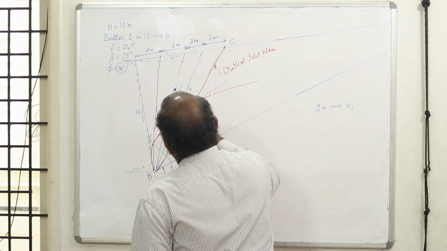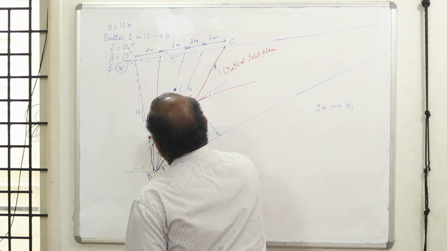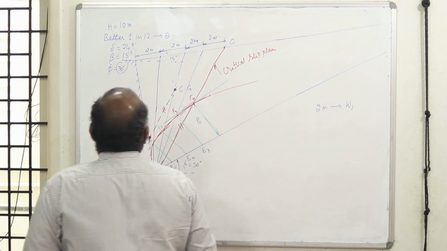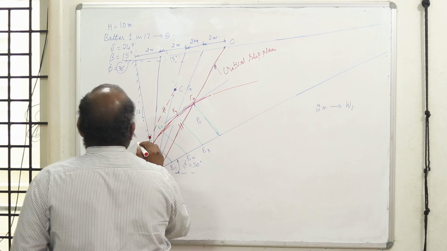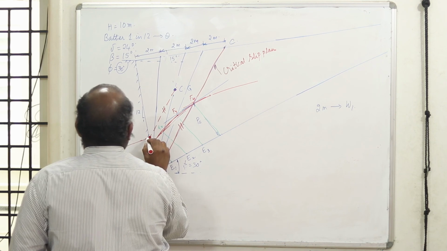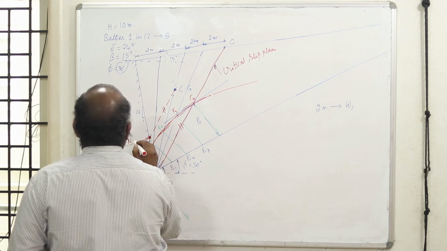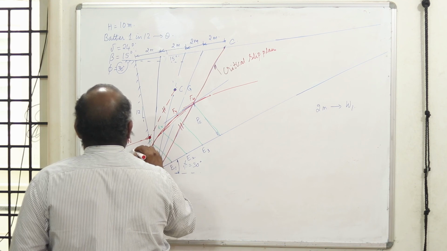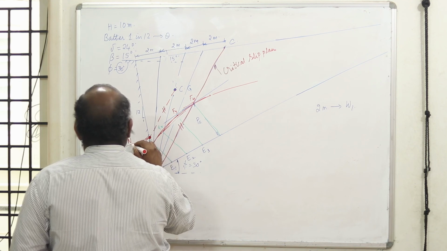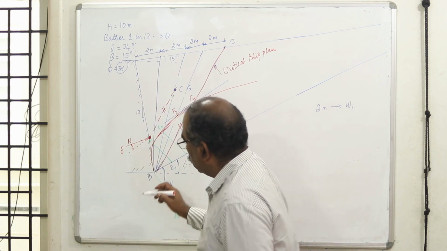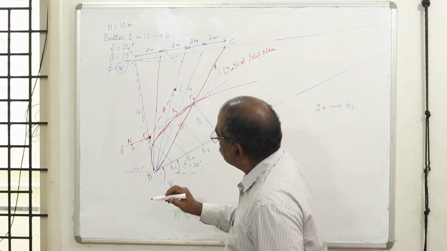These two are parallel. Wherever it intersects the retaining wall, from there you draw. See, you got a normal. This is the normal, and at an angle delta. At an angle delta, so this is 90 degrees.